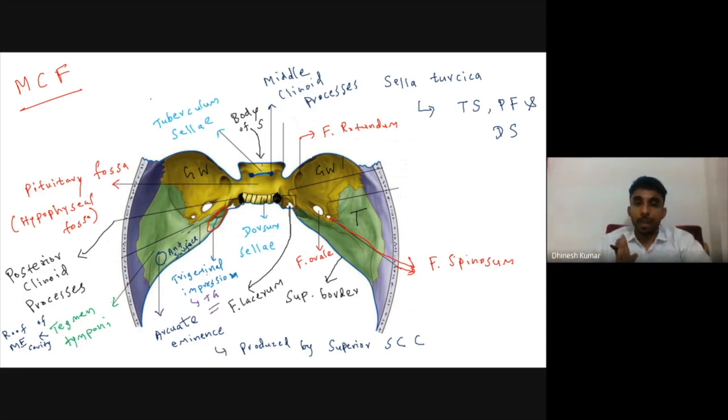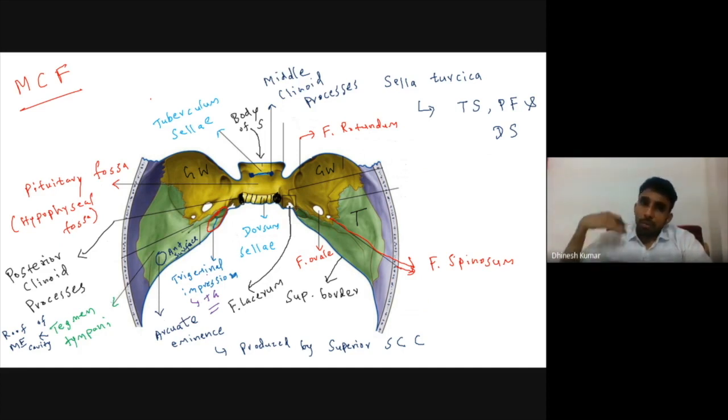Fine. So please take care of the three important features of the anterior surface of the petrous temporal bone. Number one, arcuate eminence. How it is produced, you know. Number two, tegmen tympani. You know the importance: it forms the roof of the middle ear cavity or tympanic cavity. And another one is the trigeminal impression, located at the apex of the petrous temporal bone. It is the location of the trigeminal ganglion.